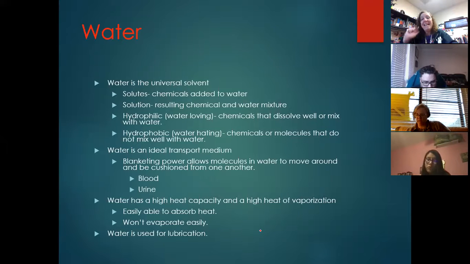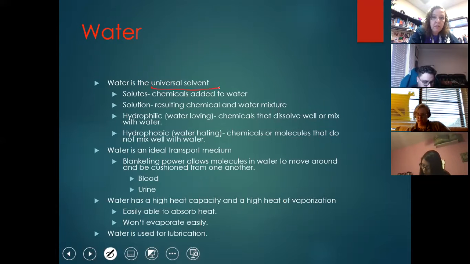So the big things to take away from this slide: universal solvent, know the definition; hydrophilic, hydrophobic. It's easily able to absorb heat, but it does not evaporate easily. Those are the big things to take away from this slide.